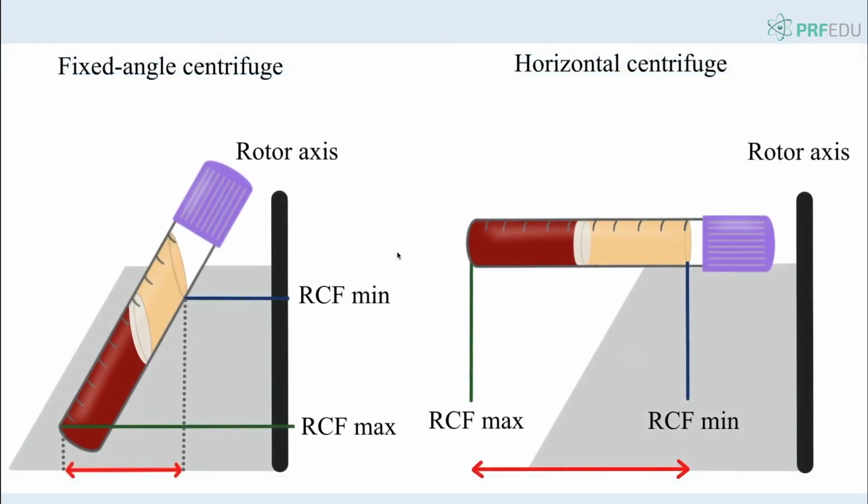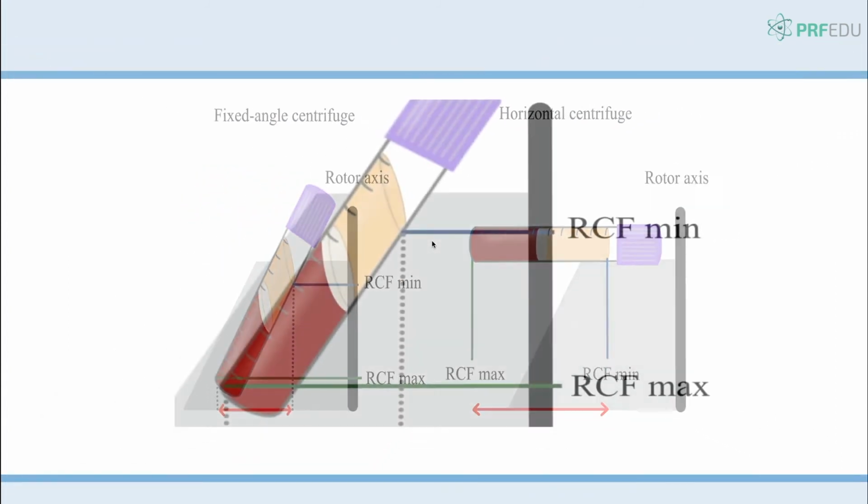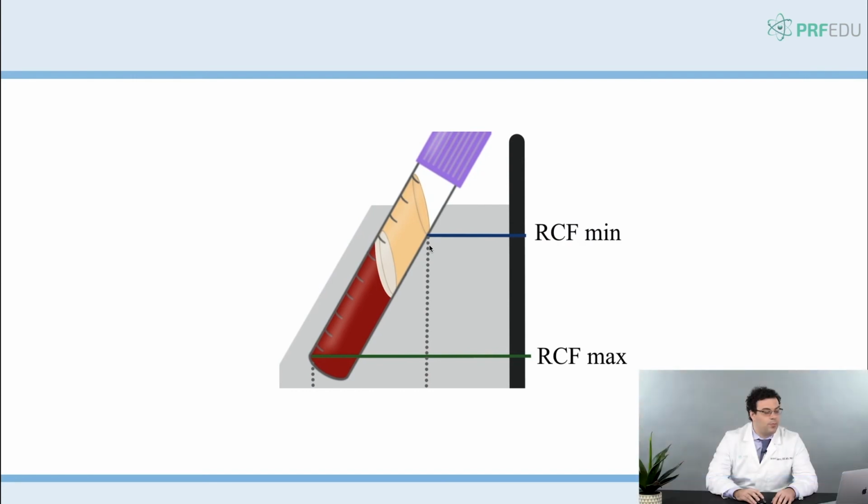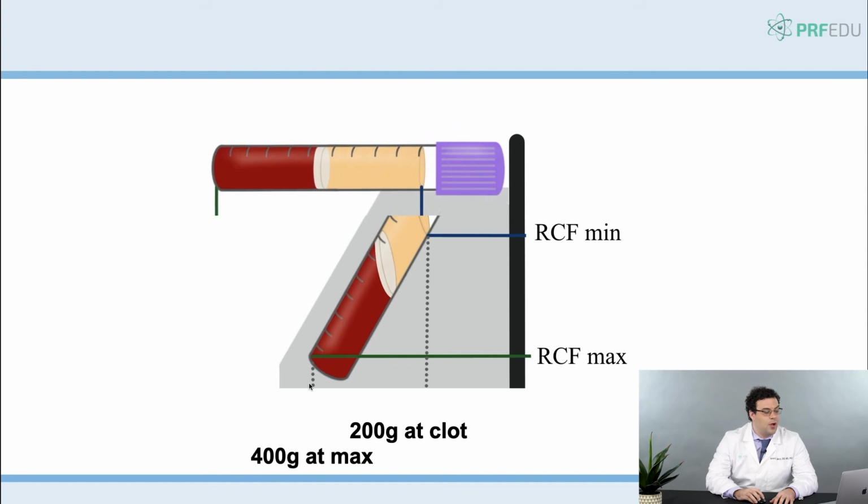So again, advantage number one, of course, you can maximize the G-force difference between the RCF min and max. So that's one big advantage. And when we want to calculate G-forces, this is more for biologists or scientists. When you have a fixed G-force that you want to produce at the clot, the real advantage of going horizontal here is that instead of being at a G-force of, let's say, 400 G at the max on a fixed angle centrifuge, when you go horizontally, that 400 G at the clot is not 400 G anymore. It's now 700 G, or it's greater.